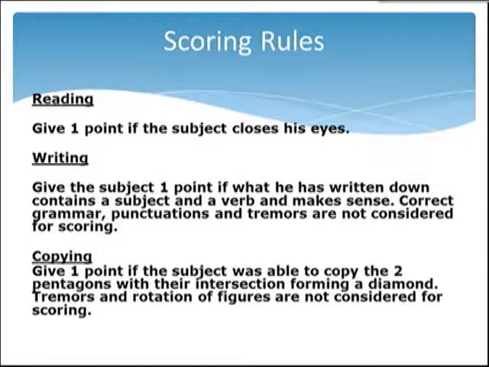Reading. Give 1 point if the subject closes his eyes. Writing. Give the subject 1 point if what he has written down contains a subject and a verb and makes sense. Correct grammar, punctuations, and tremors are not considered for scoring. Copying. Give 1 point if the subject was able to copy the 2 pentagons with their intersection forming a diamond. Tremors and rotation of figures are not considered for scoring.